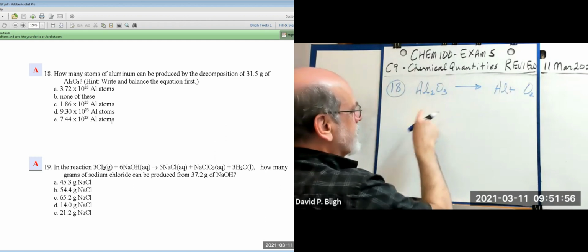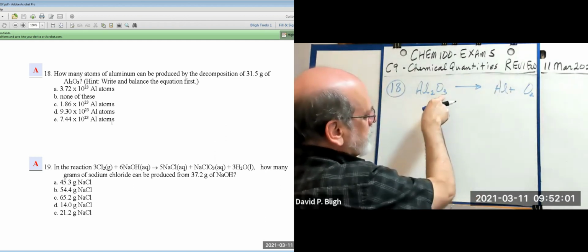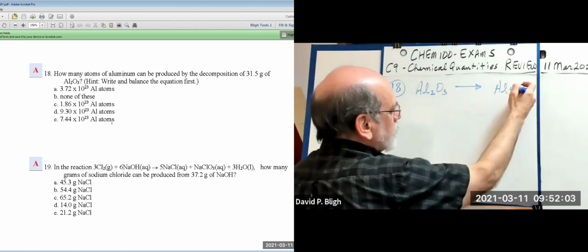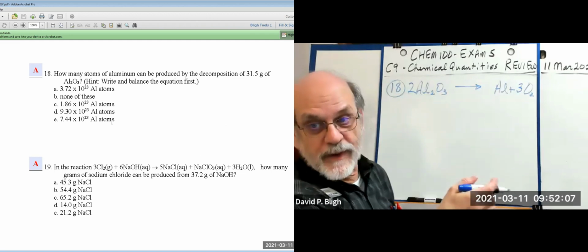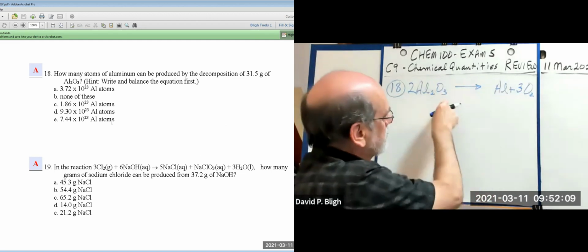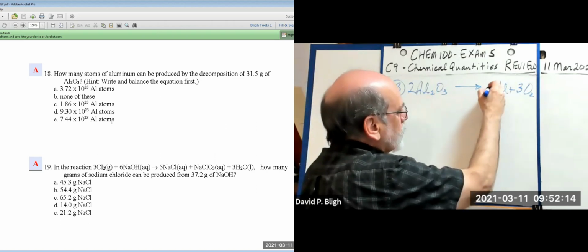Okay, so that's going to make 2 aluminums. Well, actually, no, because we got 3 here and 2 there. So we need to put a 3 here and a 2 here. Right? Cross multiply when you have an odd even. So that makes 6 oxygen, 6 oxygen. Now we have 4 aluminum required.